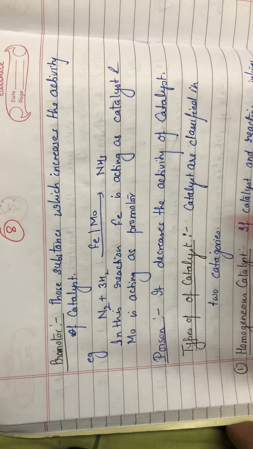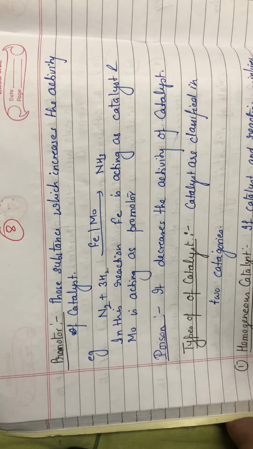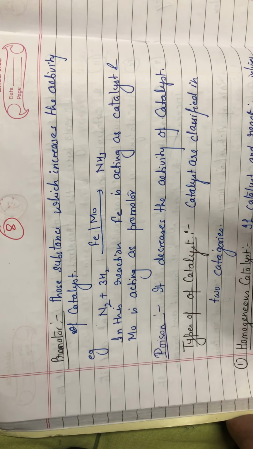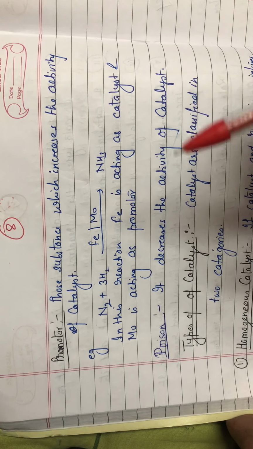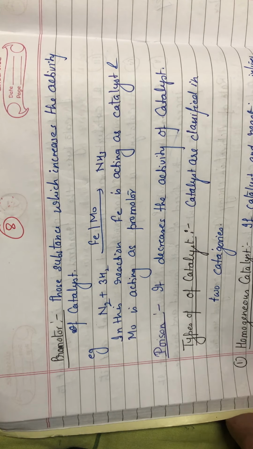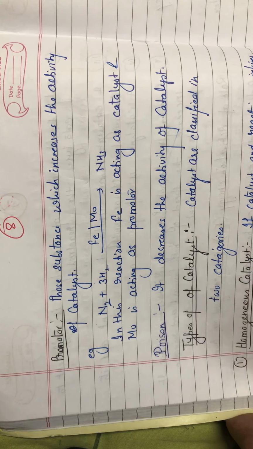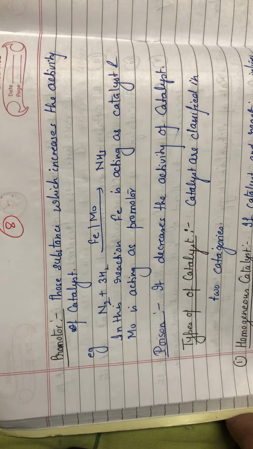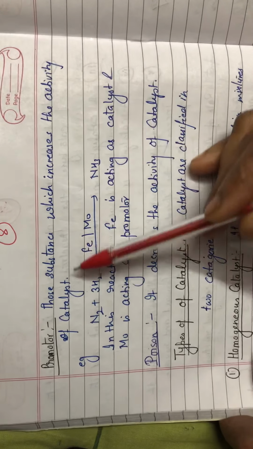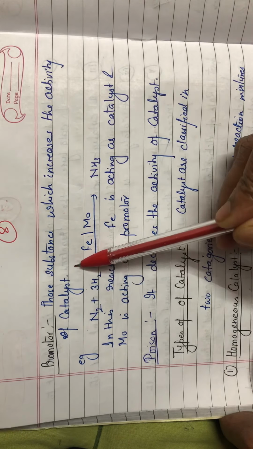Next, another topic is promoter. What is promoter? This is a very simple term. With a catalyst, if we are adding some other substance which increases the activity of the catalyst itself, in absence of the catalyst that substance is not going to work at all. But in presence of the catalyst, this new substance will increase the rate of reaction. It will increase the activity of the catalyst. That's known as promoter. Those substances which increase the activity of catalyst are known as promoters.